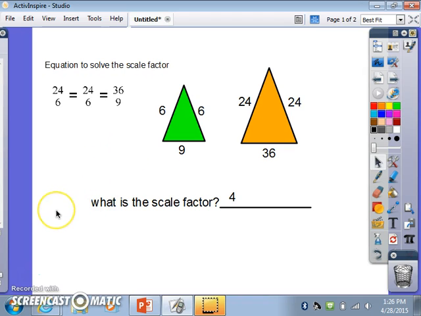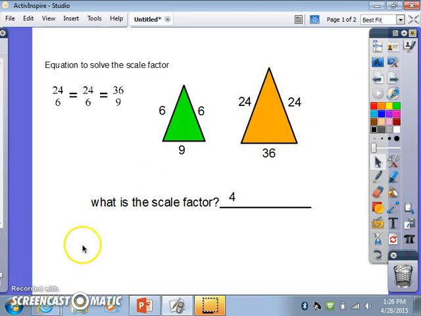Here's an example for a scale factor. Over here we have two triangles, a green triangle and an orange triangle. In the green triangle, the side lengths are 6, 6, and 9. And for the orange triangle, there's 24 and 24 again, and then 36.